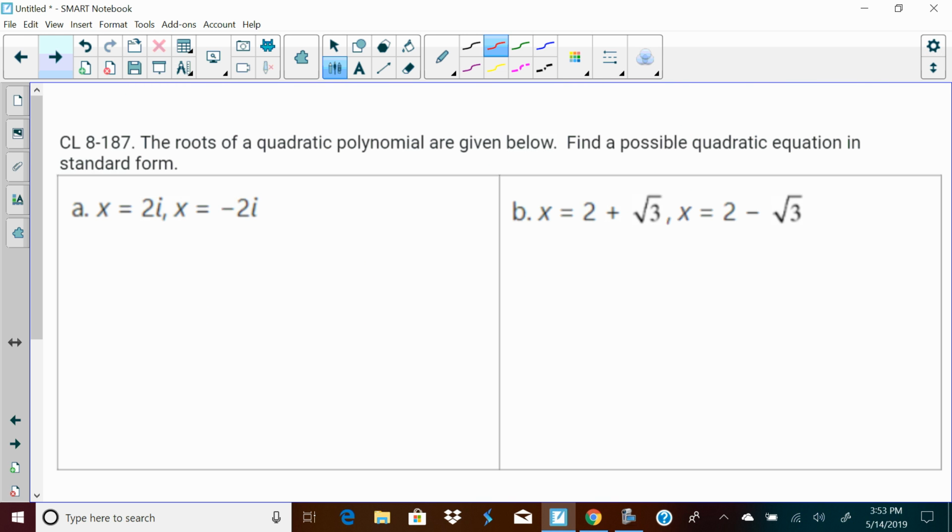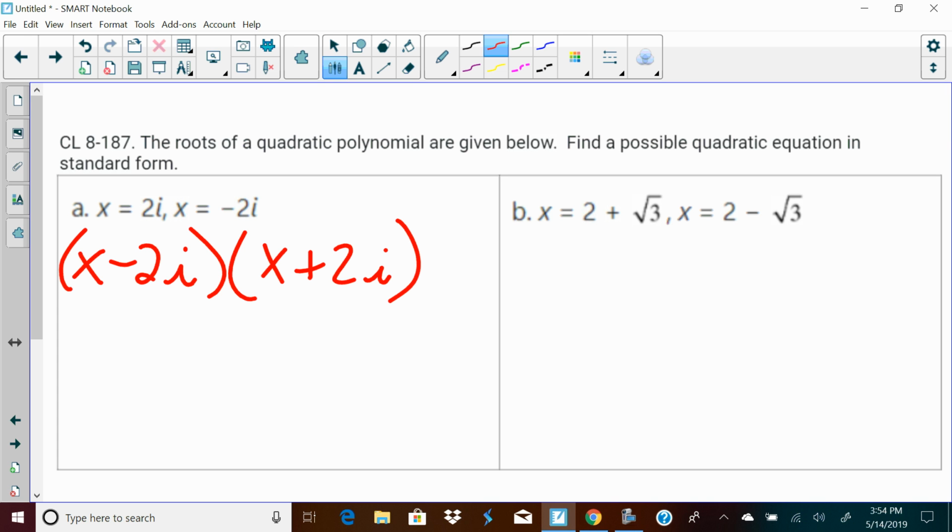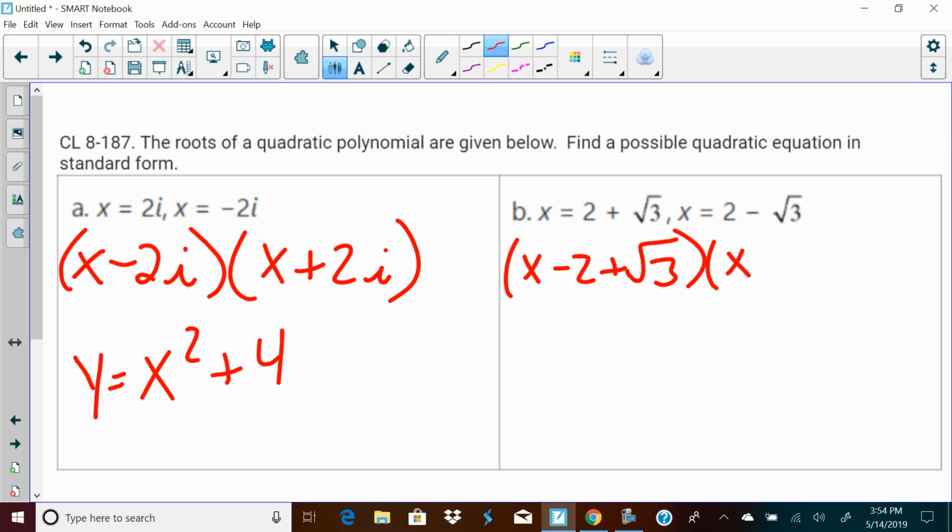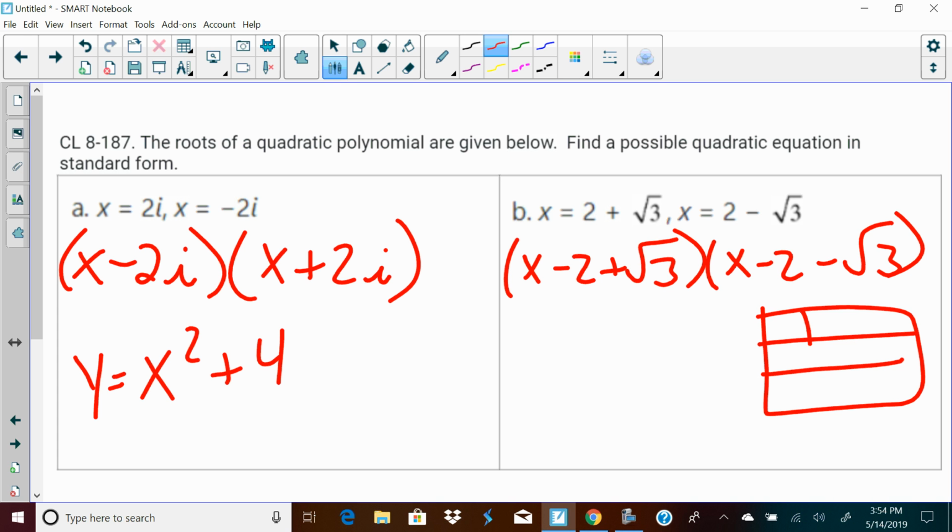187, the roots of a quadratic polynomial are given. Find the possible quadratic equation in standard form. So for this one, I would do x minus 2i and x plus 2i. And then I would use a box to multiply it out. When I do it, my final answer will be y equals x squared plus 4. This one, I'm going to do x minus 2 plus the radical 3, x minus 2 minus radical 3. I would use a 3 by 3 box. I'm not going to show all the steps. When I simplify, I end up with x squared minus 4x plus 1.